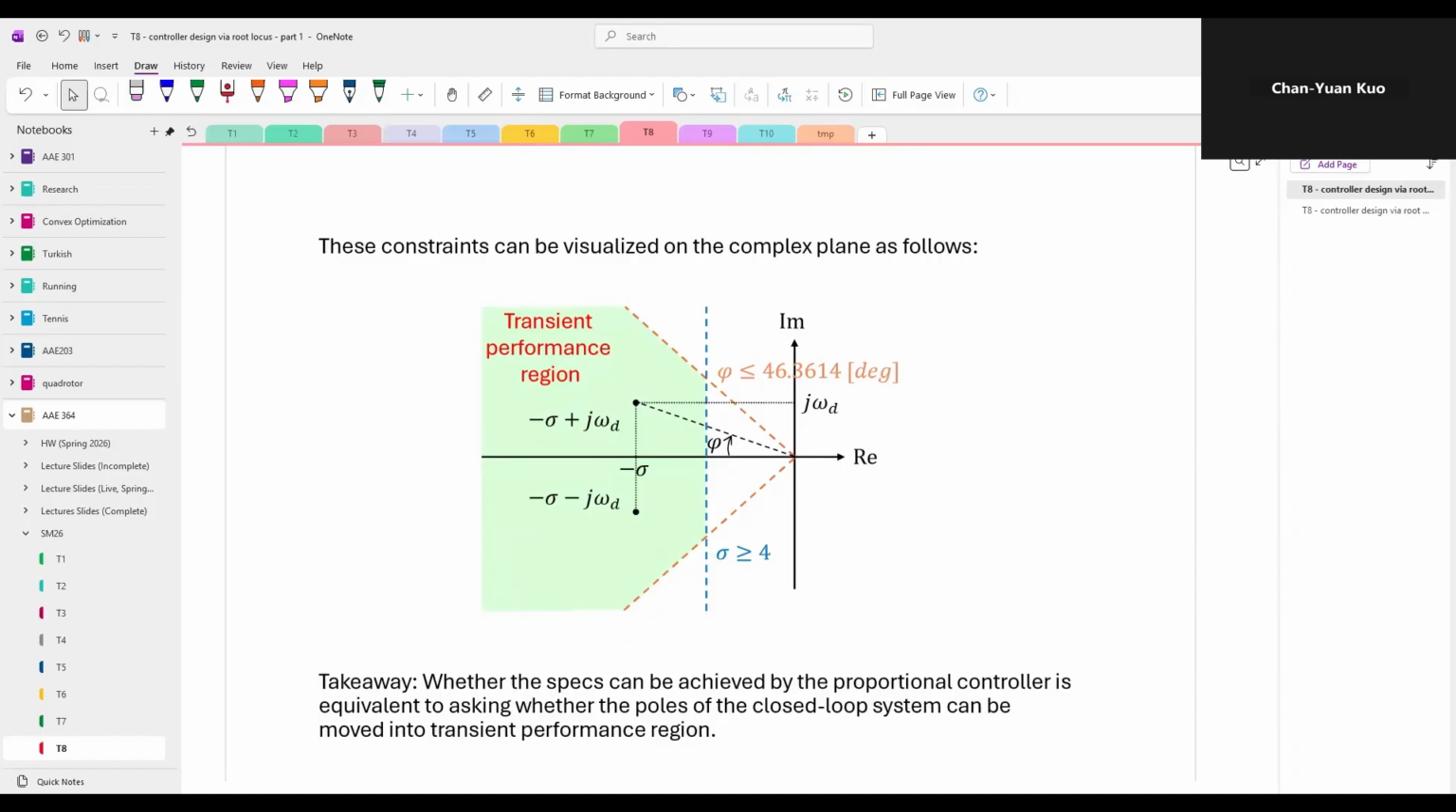And now comes the main takeaway. Instead of asking, can the controller help satisfy the settling time and overshoot specifications? We can ask a completely equivalent question, which is, can the controller move the closed loop poles into this green region? And once we know how the poles move as we tweak the gain value, controller design becomes a geometry problem on the complex plane. And that is exactly what root locus allows us to do.